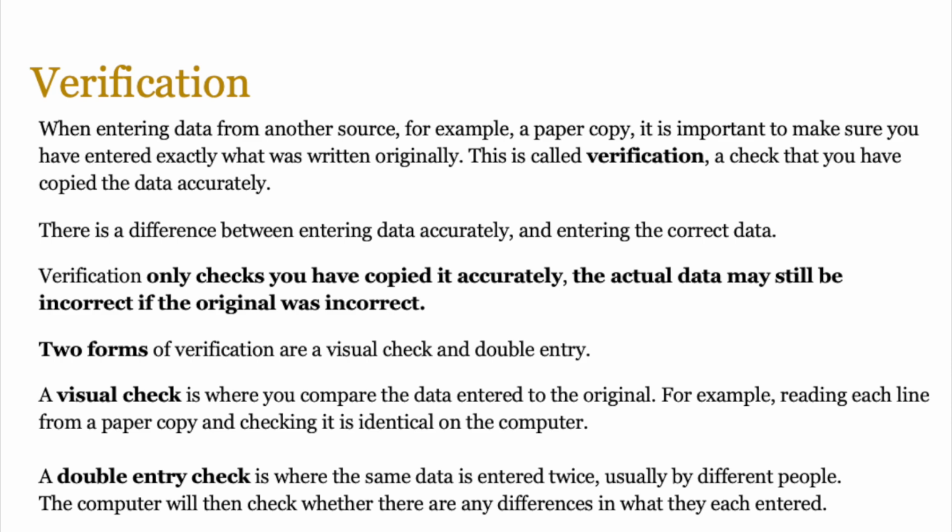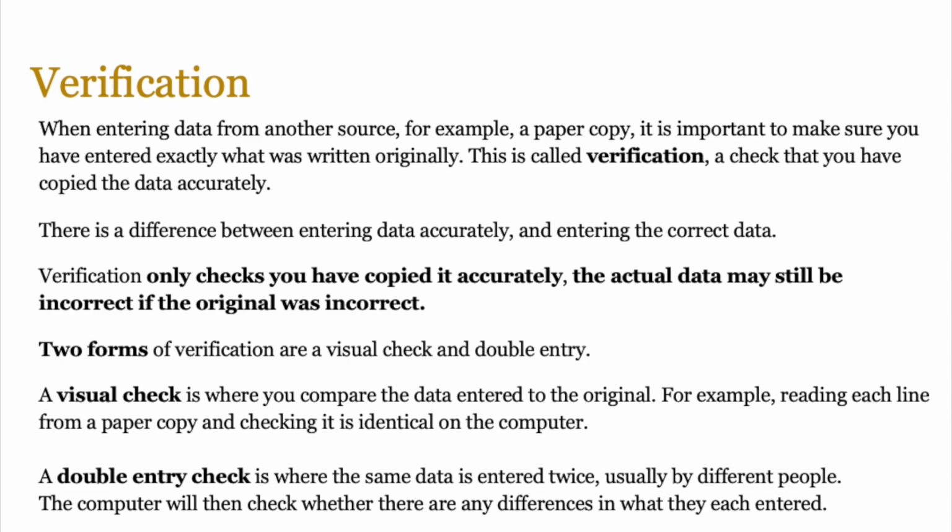Now, there's a difference between entering data accurately and entering the correct data. For example, if the piece of paper that you're copying from has incorrect data, then you will, of course, type in inaccurate data into the computer. And that's where validation might come in to check if the data entered is reasonable. So they both go hand in hand. Verification only checks you've copied it accurately. The actual data may still be incorrect if the original was incorrect.